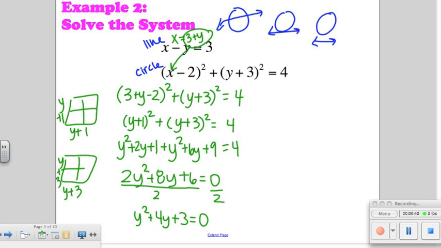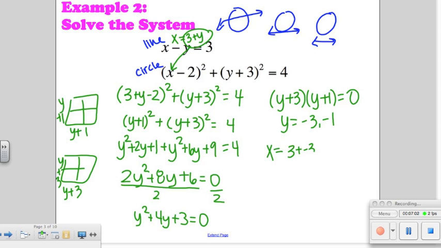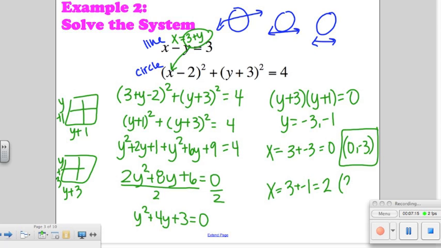I'm looking for 2 things to multiply to 3 and add to 4. And that's easy, 3 and 1. So we get 2 solutions, -3 and -1. Just like the last one, we need to find x now for both of those. So I'm going to start with -3 and plug that in for y, and I get 0. So 0, -3 is one solution. And I'm going to do it again for the -1. And I get 2 for x. So 2, -3 is the other solution. I'm sorry, 2, -1.